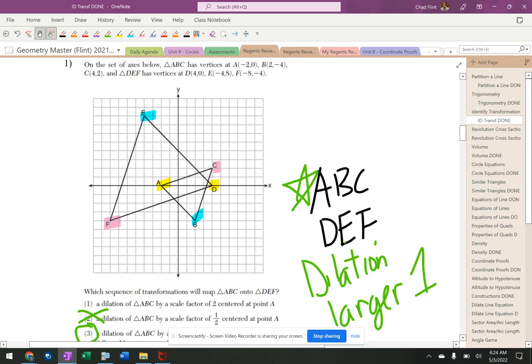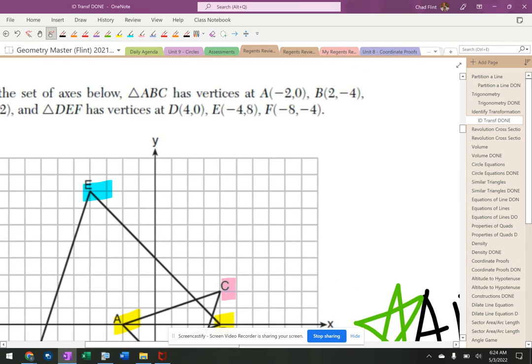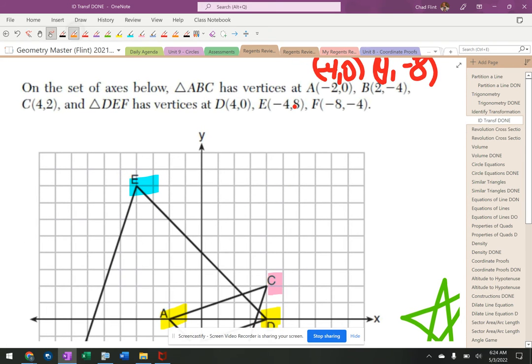So A got twice as big if you look at the points here. It was negative 2, 0. Now it's 4, 0. If I doubled it, it'd be negative 4, 0. If I doubled this, it'd be 4, negative 8, which is pretty close to what that is. And if I doubled C, it would be 8, 4. Okay, and again, pretty close.